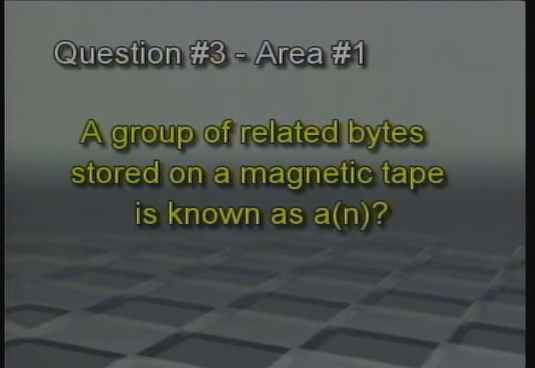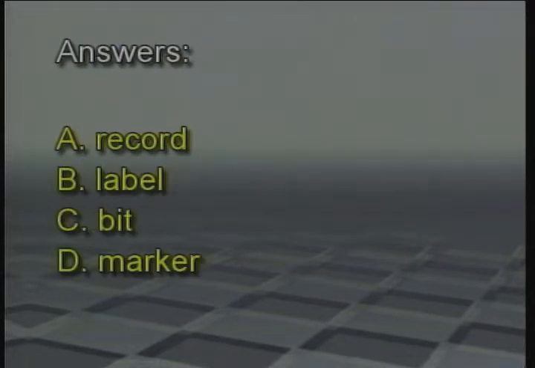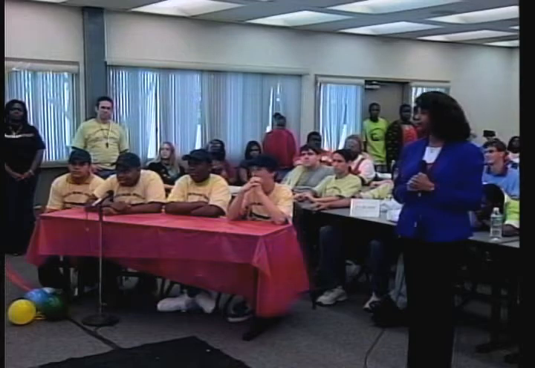Question number 3, back over to Microsoft. A group of related bytes stored on a magnetic tape is known as a or an record, label, bit, or marker. A, record. Correct.